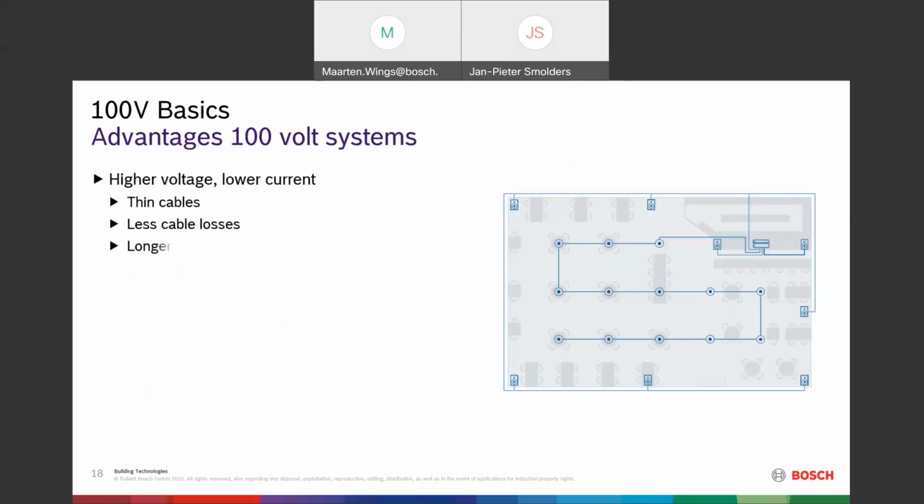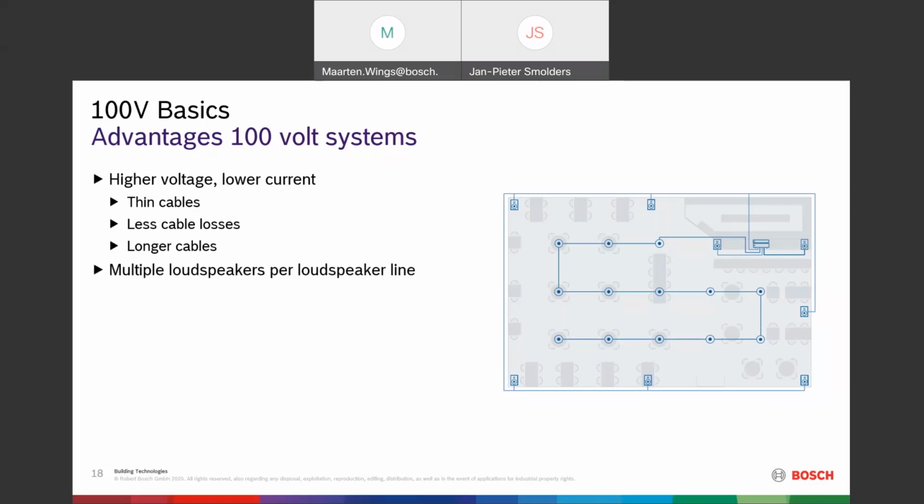So what is the advantage? The 100-volt systems will have a higher voltage, 100 volt compared to 31 volt. The higher the voltage is, the lower the current through the cables will be. So that means that the cables could be thinner. You have less losses in these cables. You can have longer cable runs. So for big buildings, that's really an advantage.